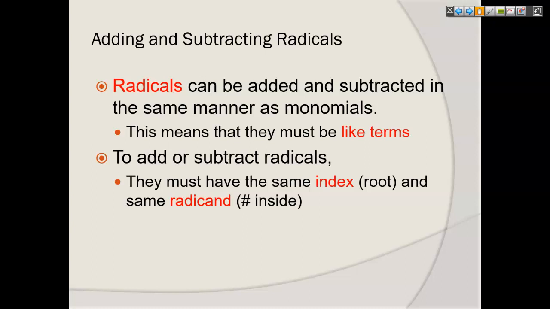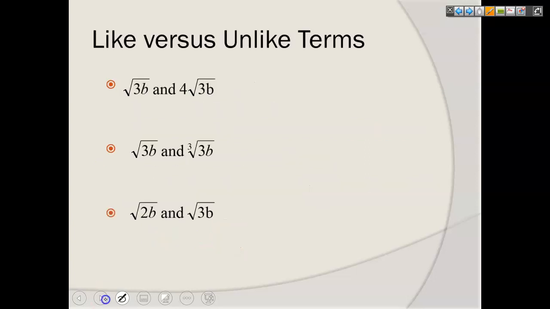So what that means is you cannot add the square root of 2 and the square root of 3 together. They have the same index in that they're both square roots, but their radicands are different because 2 and 3 are different. So 2 and 3 are not considered like terms when you're adding and subtracting radicals.